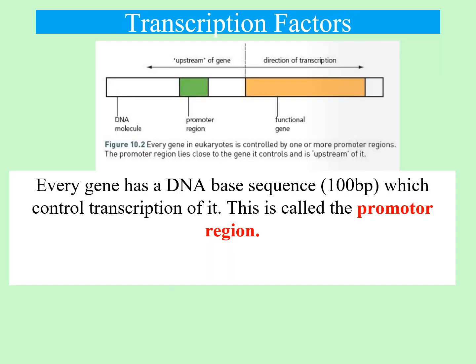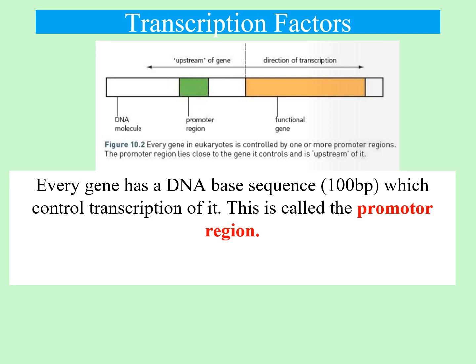So how does this work? What is a transcription factor? How does it work? Well, basically all DNA base sequences for every gene, I should say, has a DNA base sequence of about 100 base pairs, this green bit here called the promoter region. Now, this is essential because this is where the RNA polymerase has to attach to make the messenger RNA for that gene. So this orange bit here represents the bit of the gene you're actually going to use to make the protein with, the functional gene, or we could call it the exon. And this bit then is the promoter region where the RNA polymerase attaches.